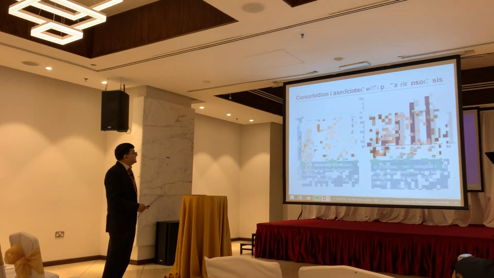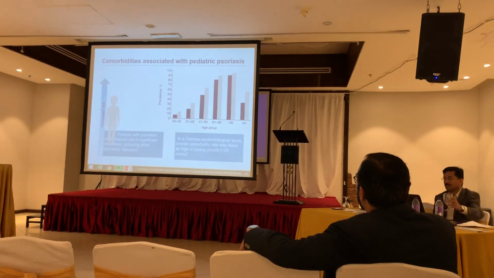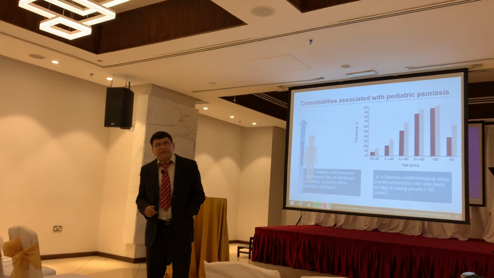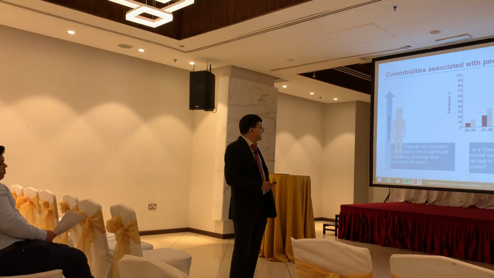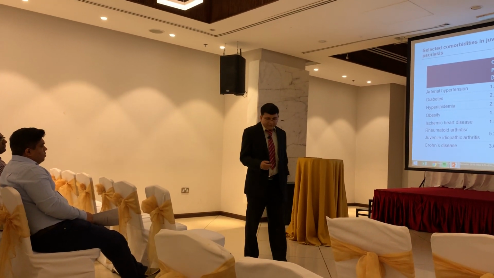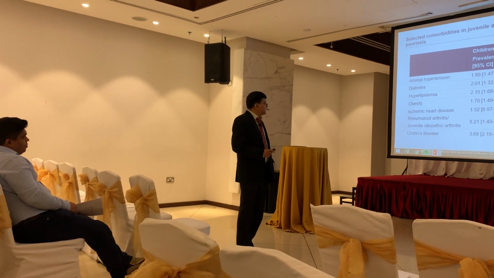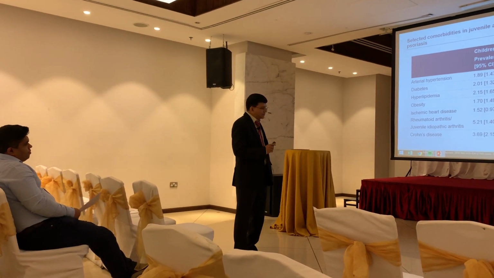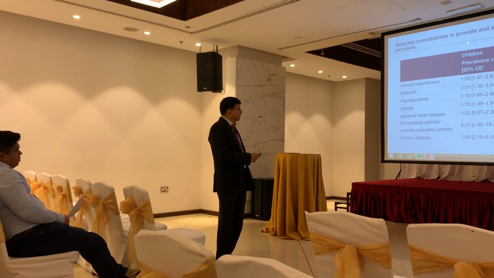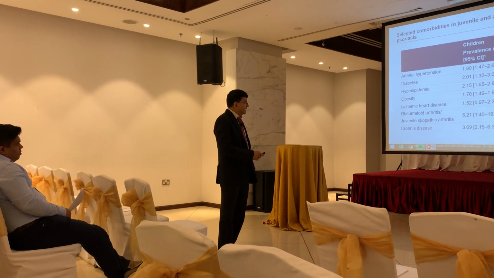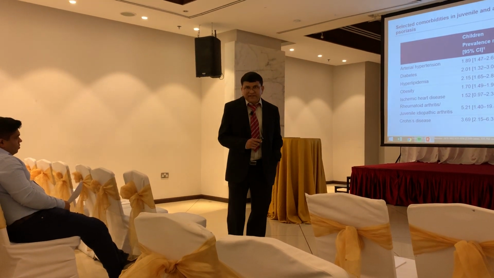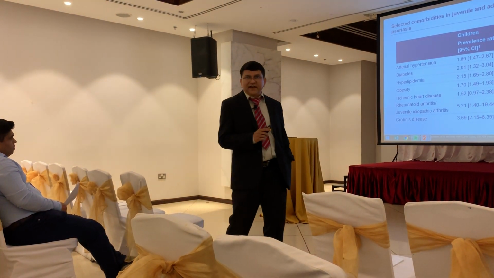A few pictures. Comorbidities. In fact, comorbidities of psoriasis are more common in the pediatric age group than in the adult age group. And you know that psoriasis is associated with hypertension, diabetes, hyperlipidemia, obesity, ischemic heart disease, rheumatoid arthritis, juvenile idiopathic arthritis, Crohn's. So, the percentages of involvement, prevalence of comorbidities in children compared to the adults clearly demonstrate that the comorbidities of psoriasis in the pediatric age group is much more than even in the adults.